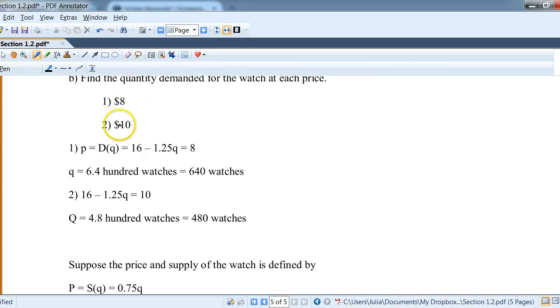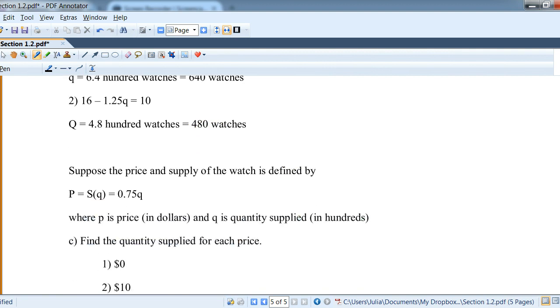Now, what if the price is given and we solve for the quantity? So we can set the equation equal to 8 and solve for it. Q is 6.4, or 640 watches. And same thing, we can set it equal to 10, Q is 4.8, or 480 watches.